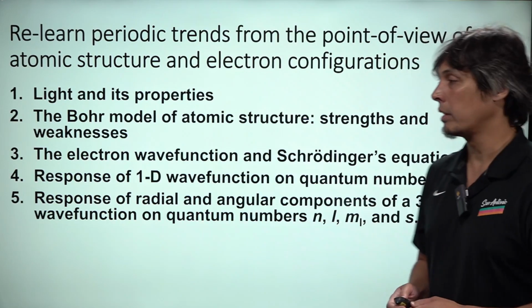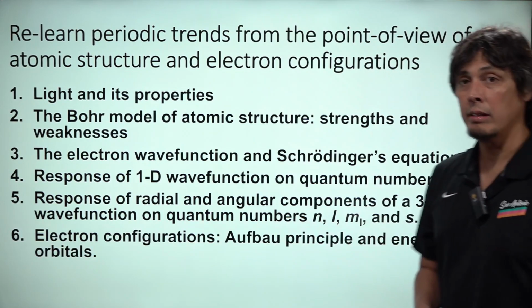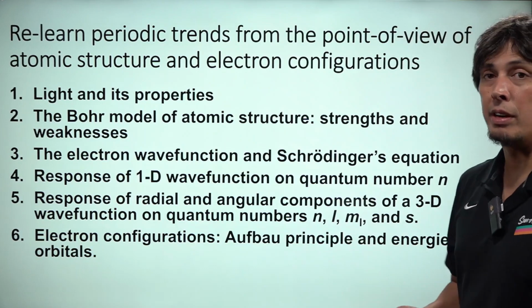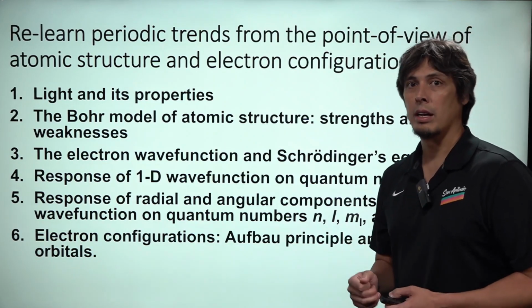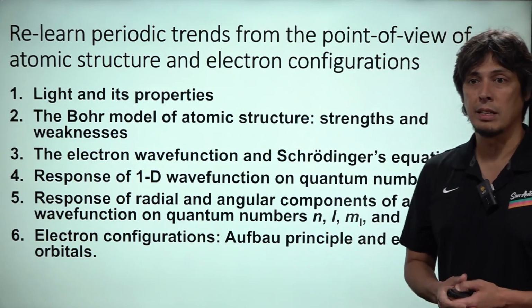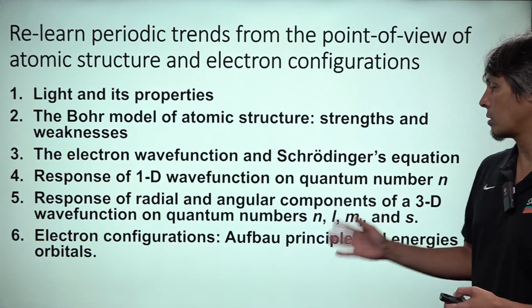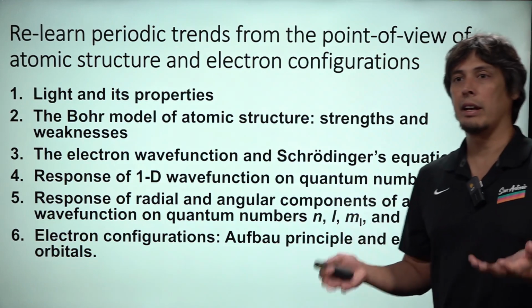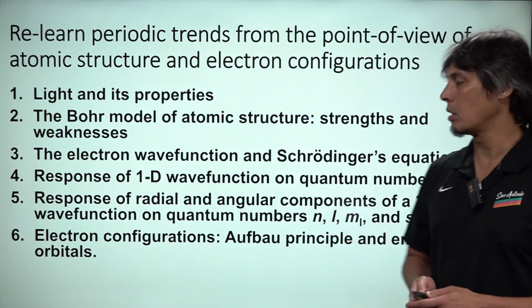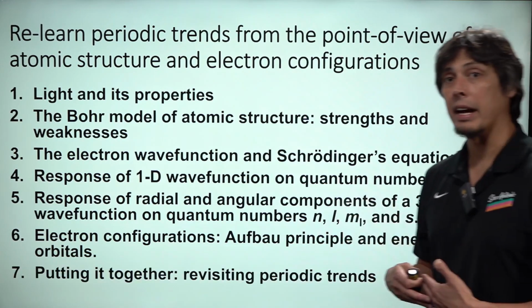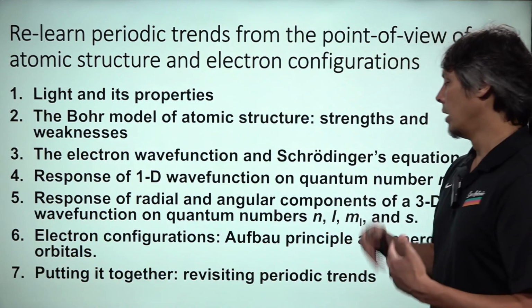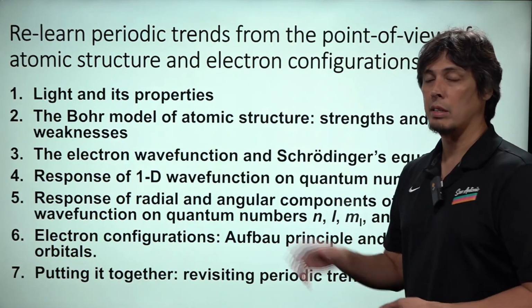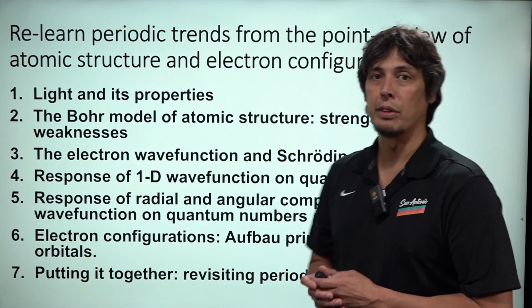associated with that. And then we'll move back to electron configurations, where we reintroduce a topic that you've seen in previous classes, which is the Aufbau principle, and understanding why the energies of the orbitals are the way they are. And then we'll come back and put everything together that we learned and revisit the periodic trends in the context of everything that we discussed.